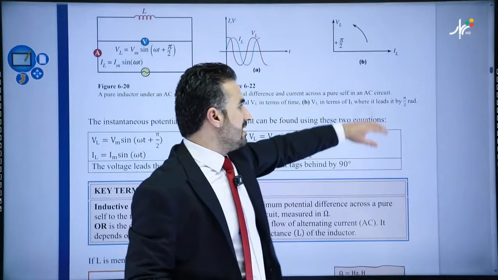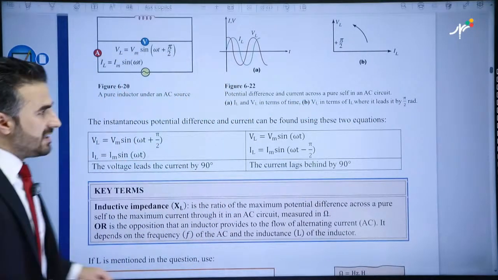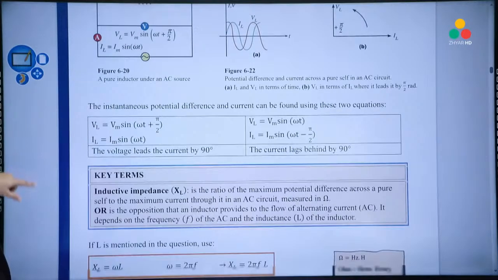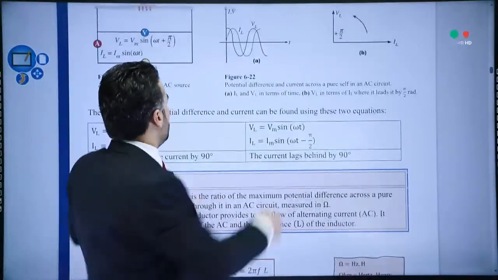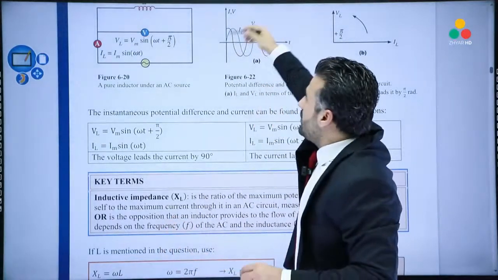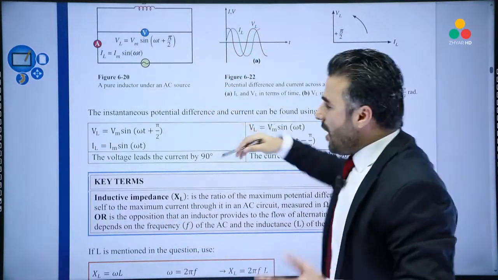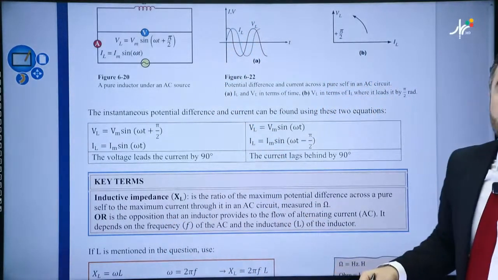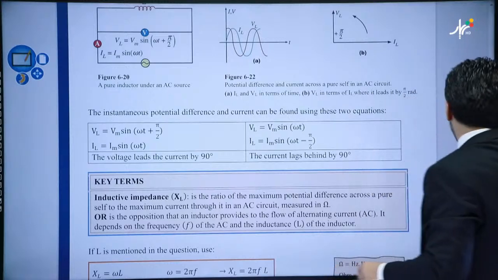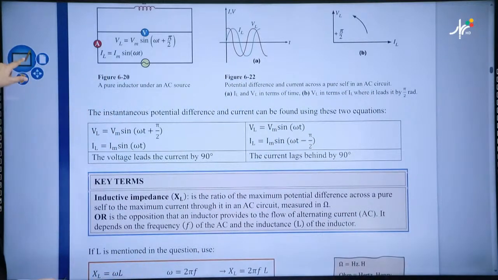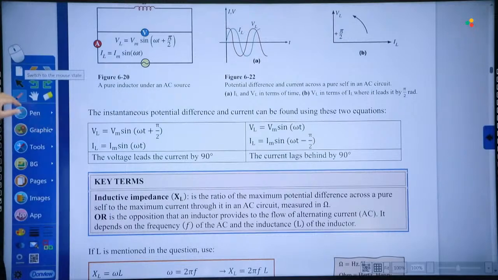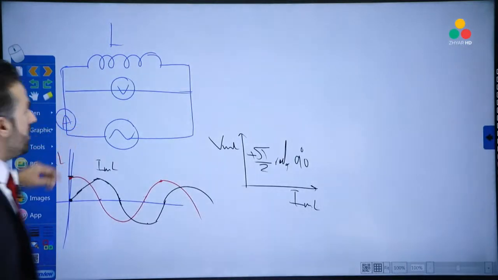For the second part, you see that the voltage leads the current by 90 degrees, or pi over 2. So how can we write this? These are alternating currents, so these values are continuously changing. How can we write their instantaneous values here? Because these values are changing, of course they have instantaneous values. So how are we going to add up their instantaneous values?